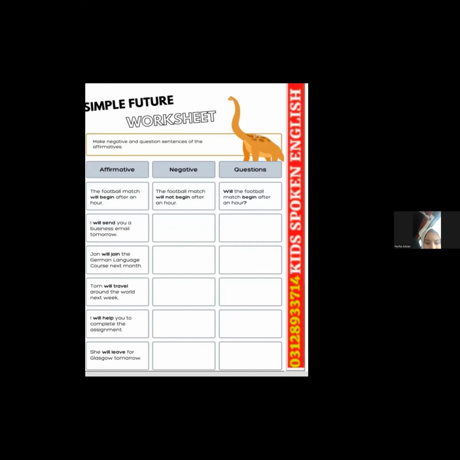As you can see in the example, the football match will begin after an hour. The football match will not begin after an hour. Will the football match begin after an hour? Okay, so you have to make the sentence like this. So, Fariha, kindly unmute yourself. Yes, ma'am.